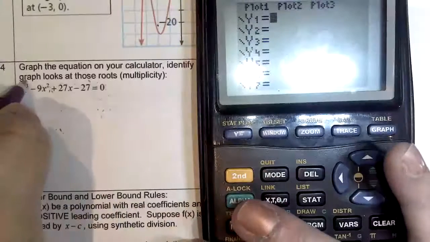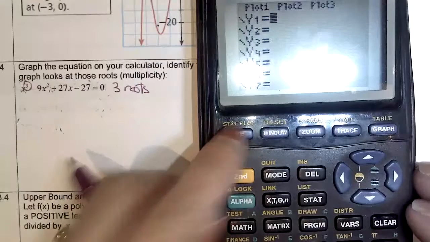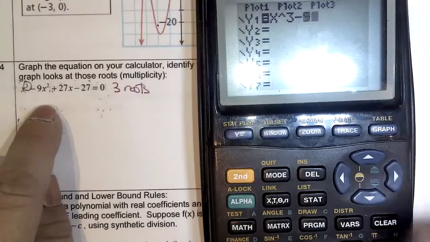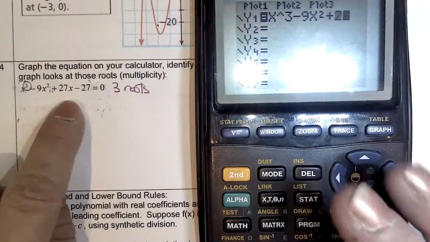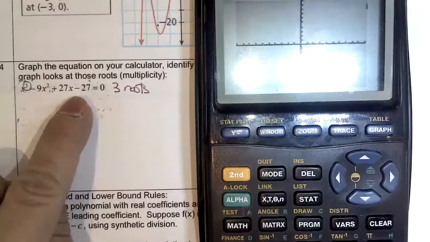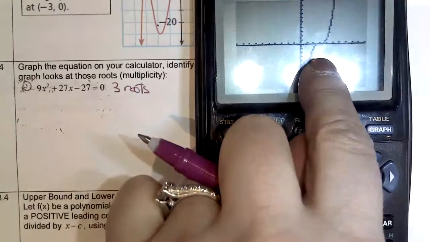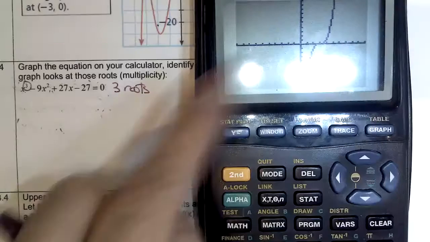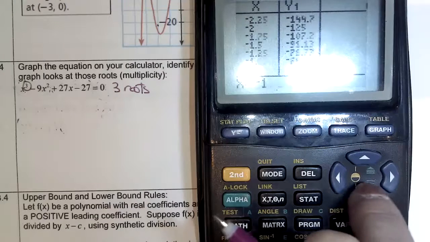So it's an x to the third. So we know it's got to have 3 roots, right? Now I'm in my y equals, and I'm just going to graph it. So x to the third minus 9x squared plus 27x minus 27, and I'm graphing it. Well, I have to have 3 roots, but it looks like it only crosses 1 time. So I'm going to go into my table, and I'm going to look.